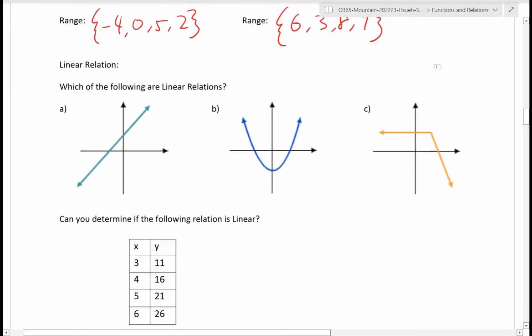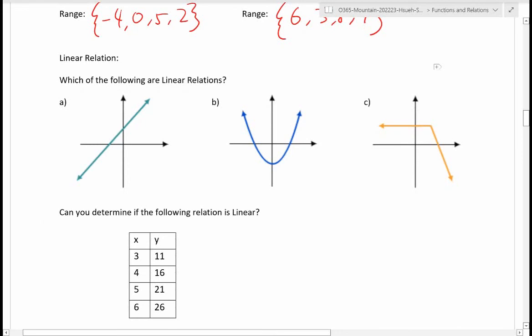Okay, now let's try to identify whether the graphs or this table is a linear relation or not. Recall linear relation. I think the word pretty much tells the story, right? If you graph it, it should look like a line. Okay, so clearly part A is a linear relation because it looks like a line.